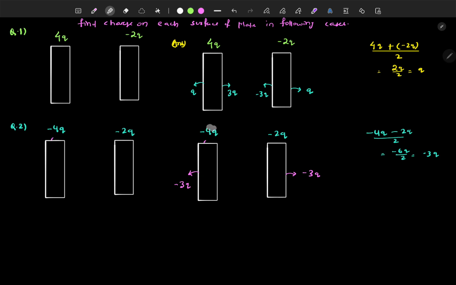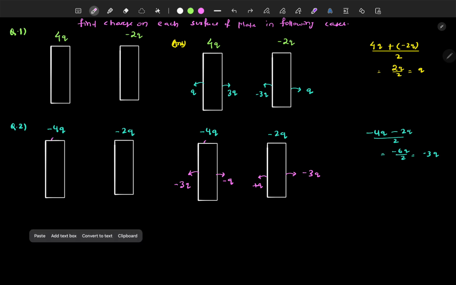Then you see the total charge is minus 4q, one surface charge is minus 3q, so the other surface charge will be minus q, because minus 3q minus q will be minus 4q. If it is minus q, then due to the induction process it will be plus q. Then you check it, plus q minus 3q, that is minus 2q. So the distribution is totally correct. I hope this question is clear to all of you.